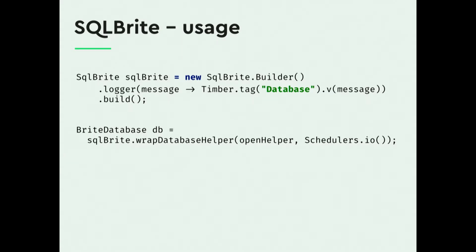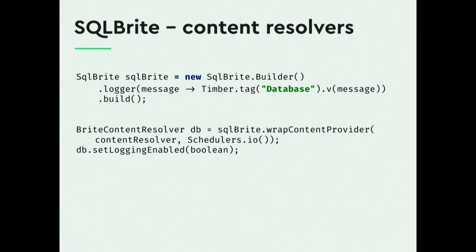This is how it looks when you do it. After you pass this Boolean flag to make the logging enabled, you can pass your BuildConfig.DEBUG there, for example. And this is how it looks when you try to wrap a content resolver. Very similar APIs.